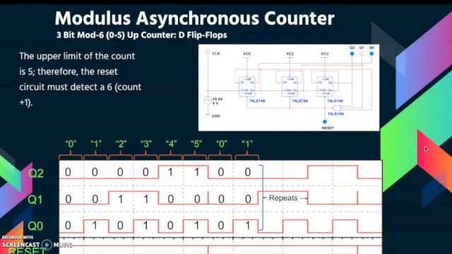And then we have our modulus asynchronous counter. This is the 3-bit mod 6, so this is a 0 to 5 up counter using a D flip-flop. The upper limit of the count is 5, so therefore the reset circuit has to detect a 6. Basically, this is going to count 0, 1, 2, 3, 4, 5. After 5, the circuit is actually going to reach 6, and it's going to trigger back to 0 because that 6 is what resets everything.